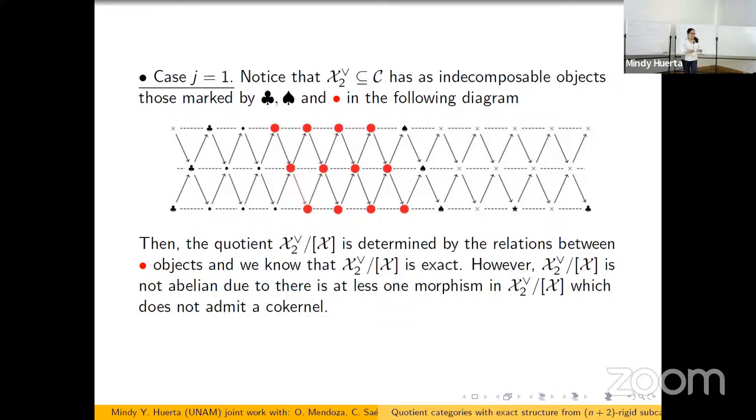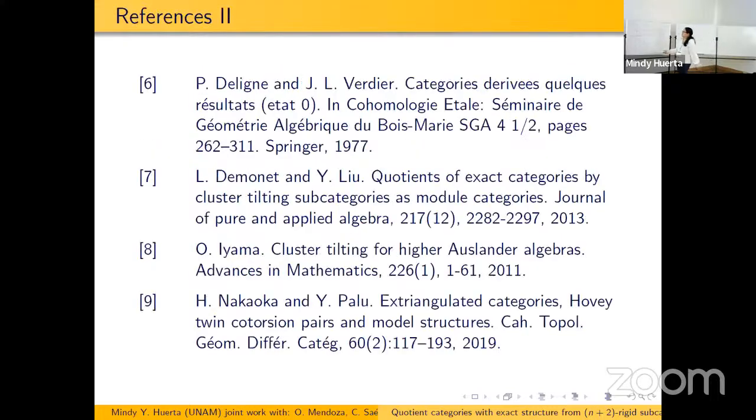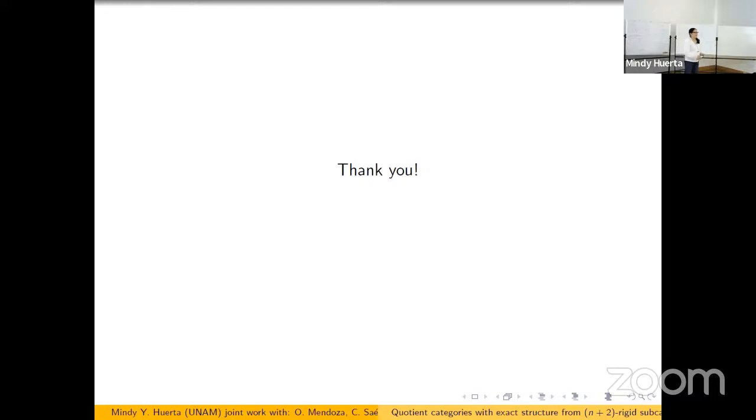We know from the previous equivalence that that quotient is an exact category. But something that we can say is that the quotient is not abelian. And the reason is there is at least one morphism, the morphism is here, that doesn't admit a cokernel. So in general, for higher indexes, we can say that the respective quotient is an exact category, and strictly speaking, we have some examples where we do have an exact structure, but it's not abelian in general. Okay, and so here we have a list of references, and thank you so much for your time.